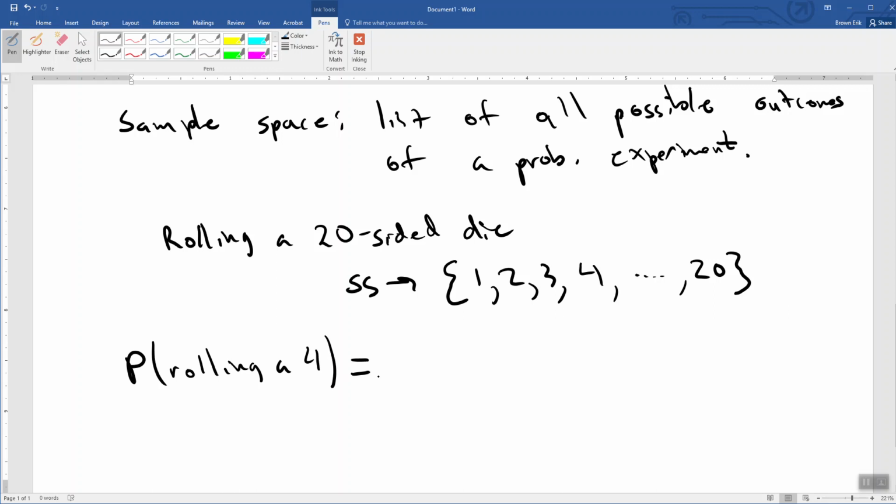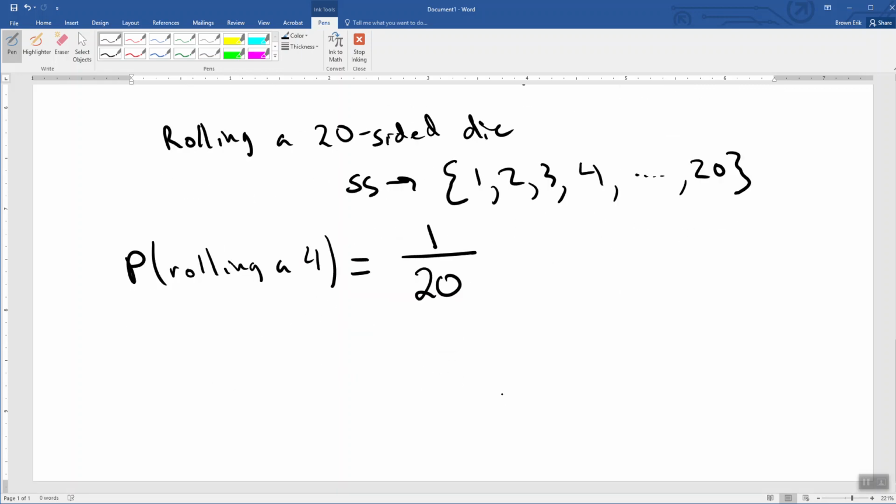And then here comes the next thing you need to know. How do we calculate a probability? It's the number of outcomes in the event. Here, there's only one 4 in our sample space, divided by how many outcomes there are in the sample space.